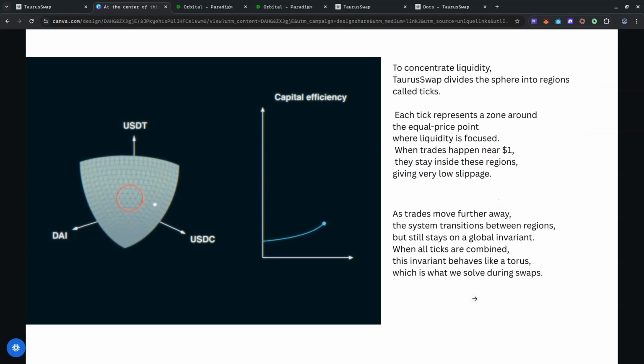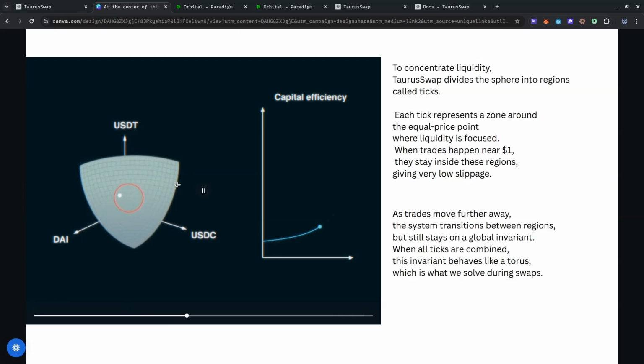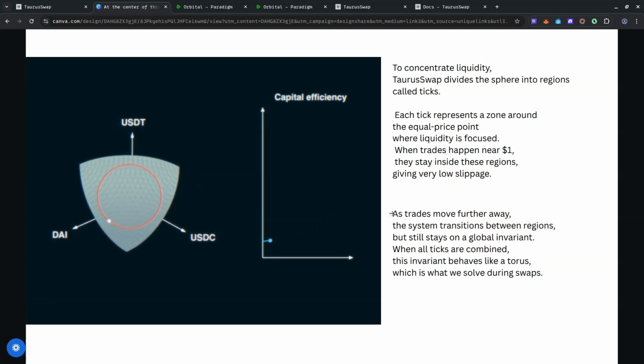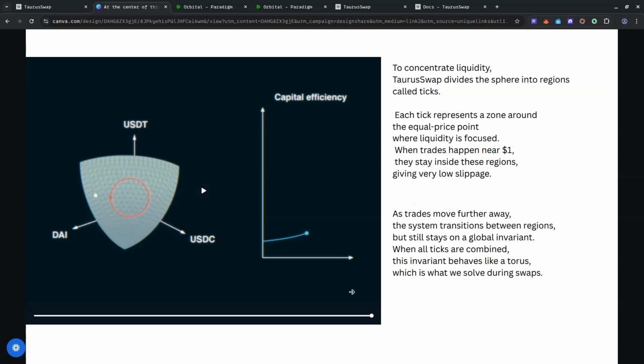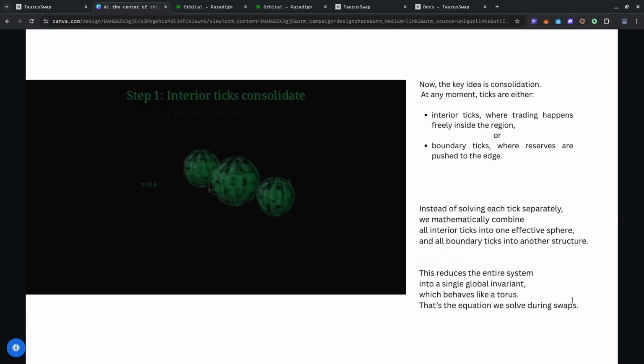And to concentrate liquidity, Orbital divides the sphere into regions called ticks. Now each tick is a portion of the sphere around the equal price point where the liquidity is active. As trades move further away, the system transitions between regions but still stays on a global invariant where all the ticks are combined. But this invariant behaves like a torus, which is what we solve during swaps.